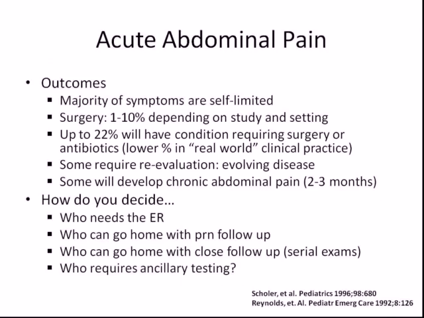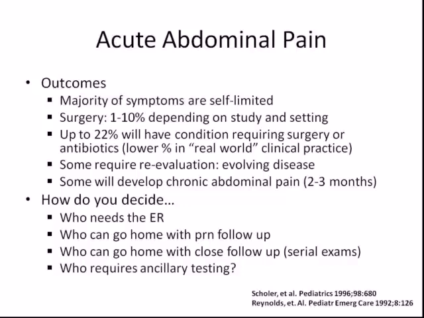It's important to understand outcomes in abdominal pain. So the majority of symptoms are self-limited. Surgery rates are 1 to 10% depending on the study and the setting, and up to 22% of children with acute abdominal pain will have a condition requiring surgery or antibiotics, so specific treatment. However, in real-world clinical practice, 22% is probably an overestimate.